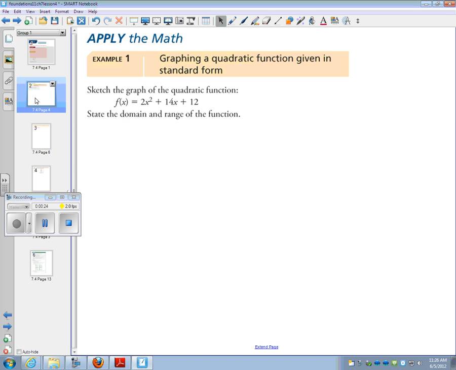Okay, what we're going to do is sketch the graph of this quadratic function and state the domain and range of the function. This is given in standard form. That's when all your numbers are on one side and then just 0 or y is on the other side. But before we sketch this, I'm going to factor it, because we're going to see something kind of neat when we factor this.